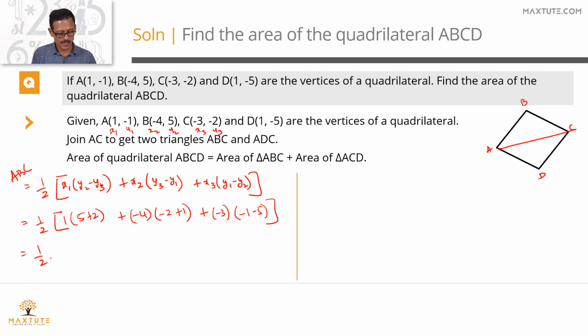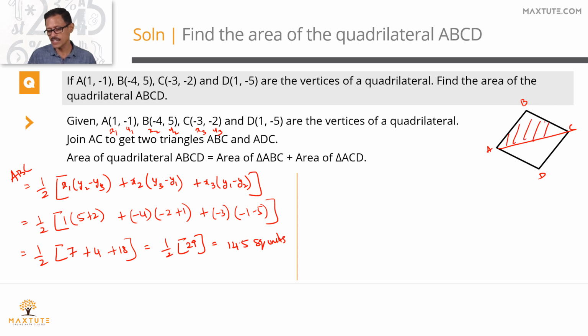So this is equal to half into 5 plus 2, which is 7. We have a minus 1 left here. Minus 1 into minus 4 is a plus 4. Minus 6 left here. Minus 6 into minus 3 is a plus 18. So the entire number is a positive number. No sweat. Half into 7 plus 4 is 11. 11 plus 18 is 29. 29 by 2, 14.5 square units is the area of triangle ABC. So we found out the area of this triangle, which is 14.5.